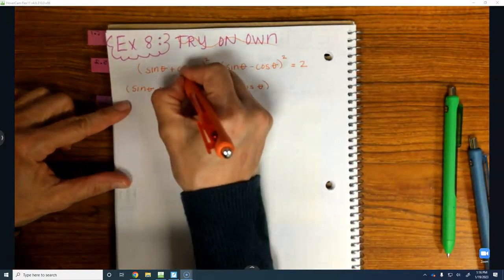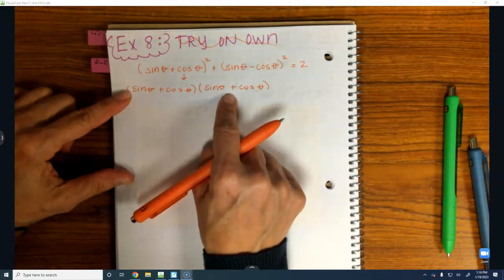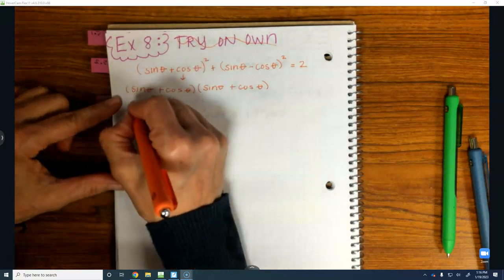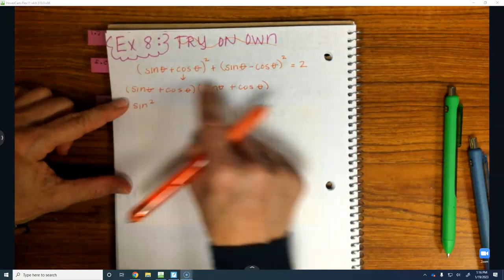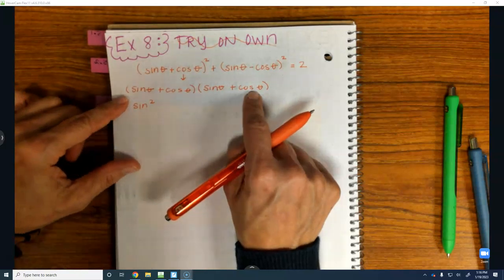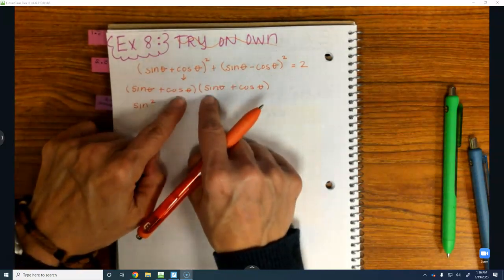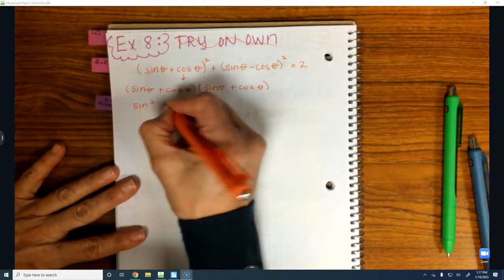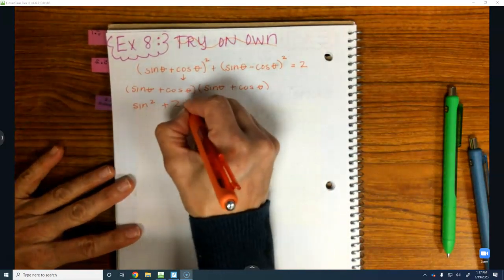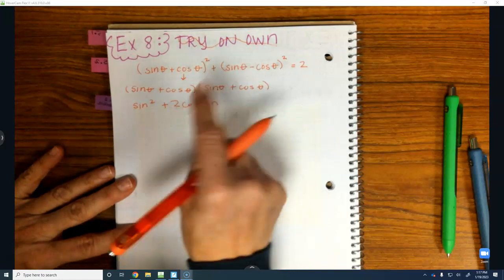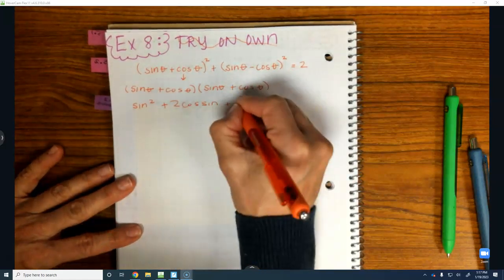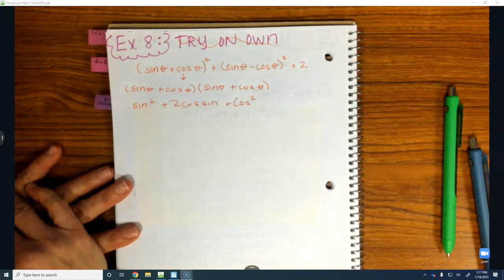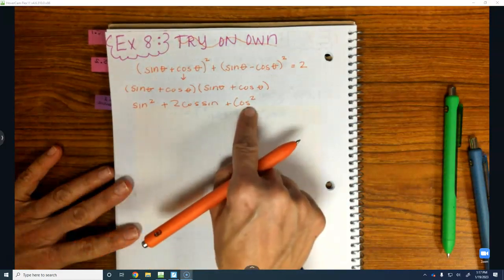All right, so I am just working on this first piece right here. Sine times sine is sine squared. Sine times cosine is put together. These 2 are put together. When I multiply the outside and the inside, they are like terms. So it's going to be 2 cosine times sine. Cosine times cosine is cosine squared. So that's that first piece.